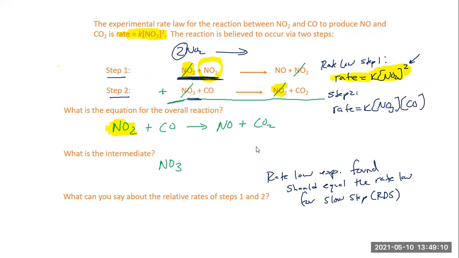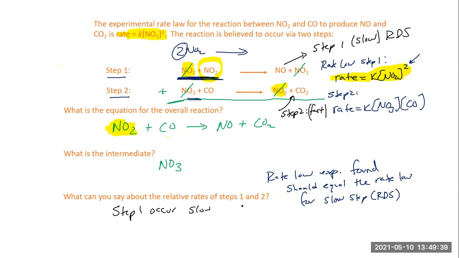So because it matches perfectly the rate law for our first step, we can very confidently say that step number 1 here is our slow step, also known as our RDS. We could imply that this step, step number 2, would be a faster step than that. So what we know is that step 1 will occur slower than step 2. And it's basically step 1, which is our rate determining step here, that will determine how fast this reaction will really take place overall. Any questions on that?